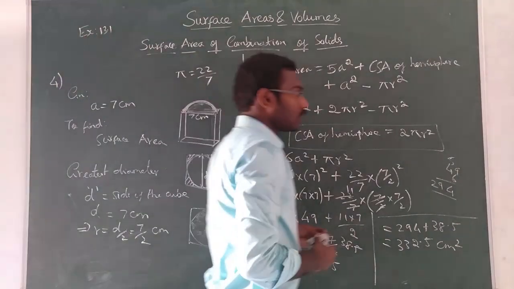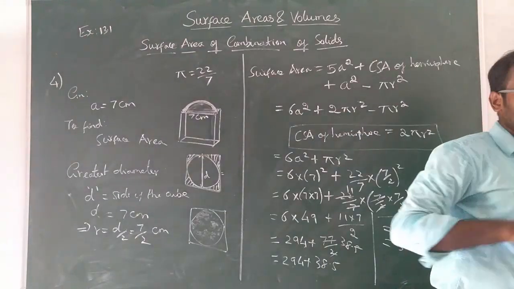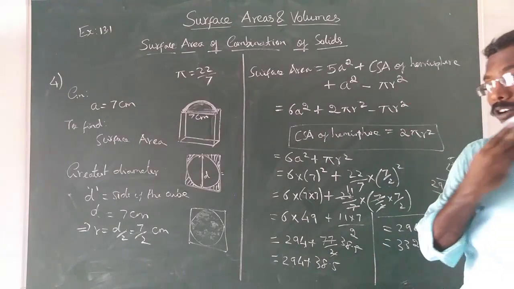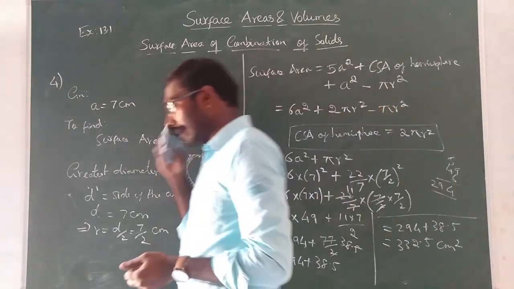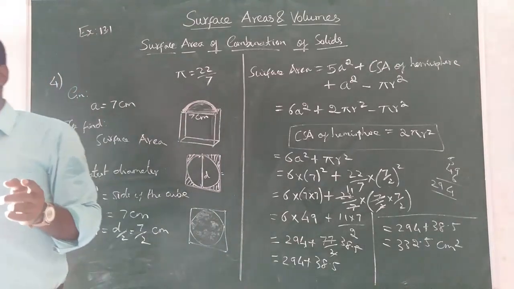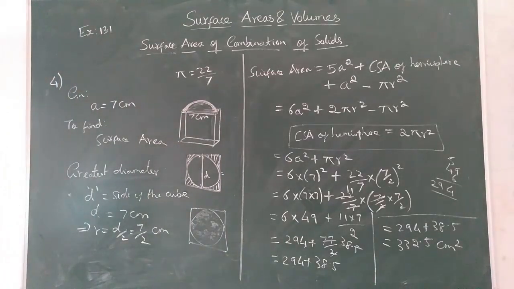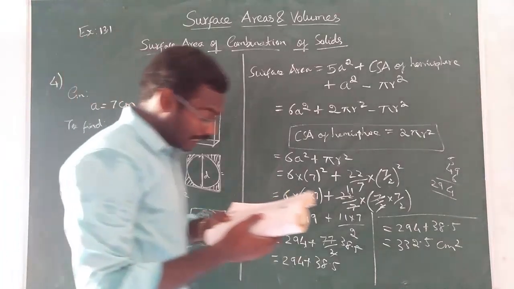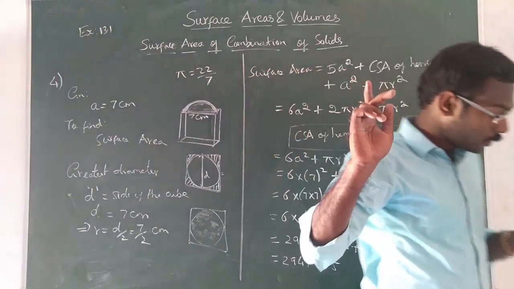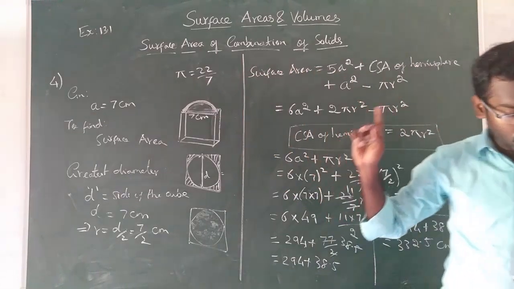We have solved the first sum, second sum and fourth sum. Which sums are remaining? Third sum and fifth sum. Understood? I wish you to solve the third sum and fifth sum. Now please copy it down.